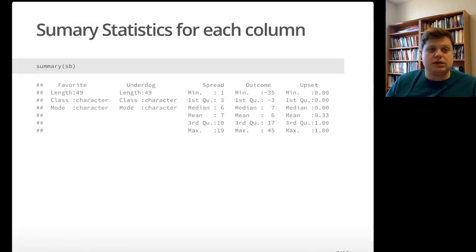And also we can use this summary command, which will calculate summary statistics for each of the columns. And for the first 2 columns, favorite and underdog, it's not a numeric column, so there are no summary statistics to be calculated. R will simply say that it's a character column, and that will be it. But for the 3 numeric columns, it will give us 6 different summary statistics. So it will give us the minimum value and the maximum value. Then it will give us 2 quantiles. The first quantile means the 25th percentile, and the third quantile means the 75th percentile. Then it will give us the median and the mean for each of those columns.